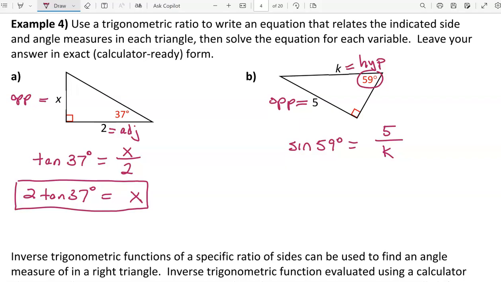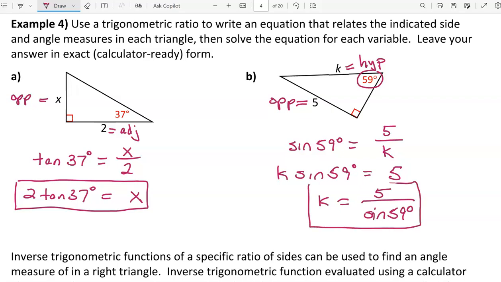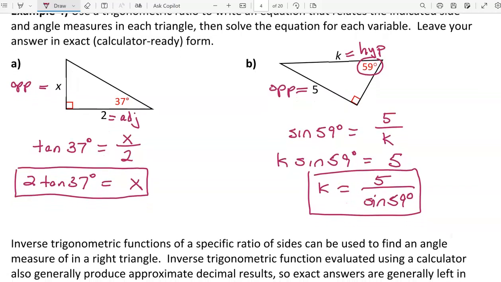Now in this case, we can't isolate k by just multiplying by 5 because the 5 isn't doing the dividing, the k is. So we're going to clear the fraction first by multiplying both sides by k. So k times the sine of 59 degrees is equal to 5. And then in order to get k by itself, or solve for k, we're going to divide both sides by sine of 59. So k is equal to 5 divided by the sine of 59 degrees. Notice that this produces a slightly different looking result from A. So be careful about these two different setups.